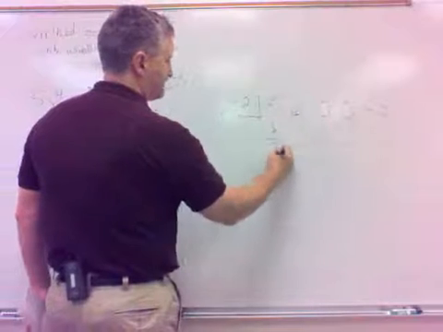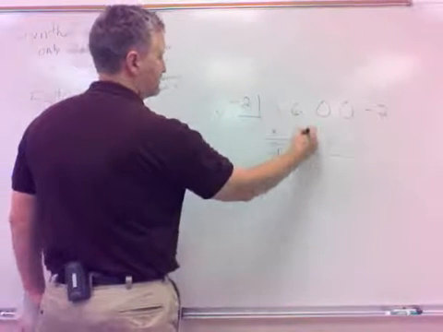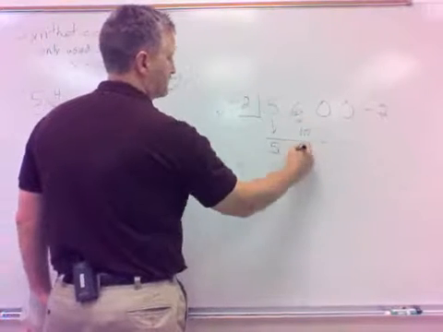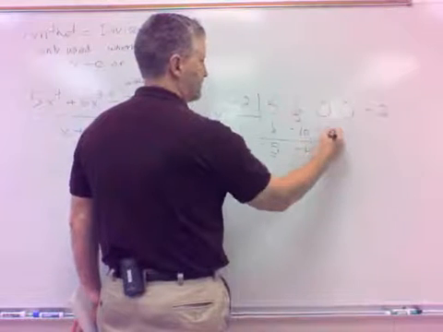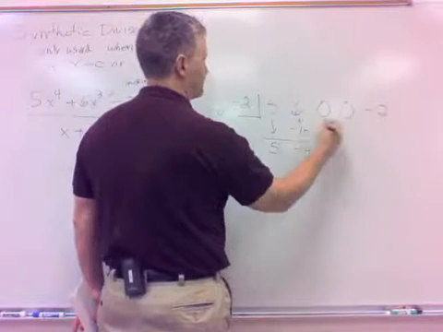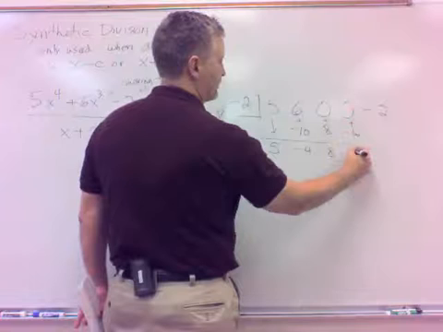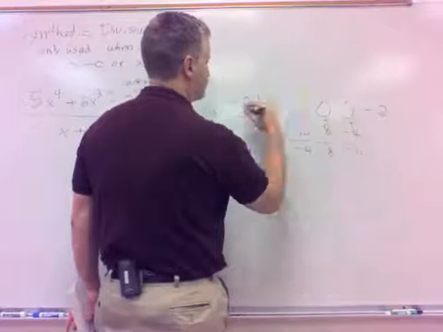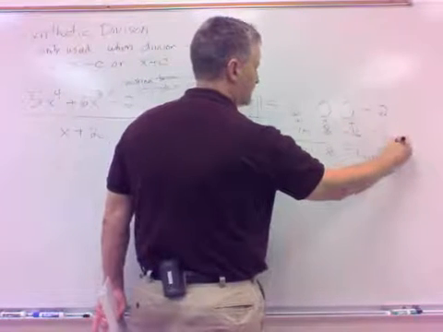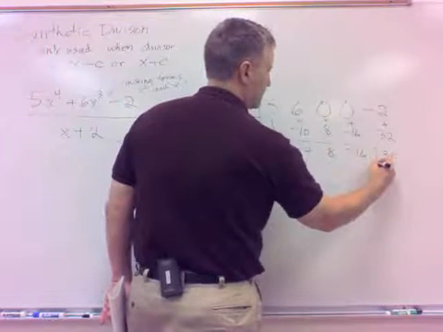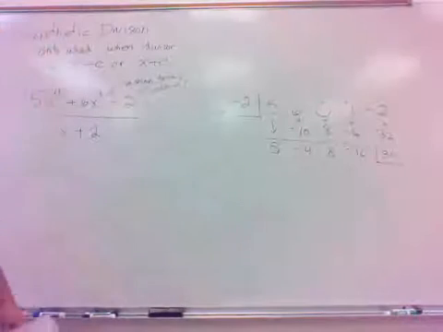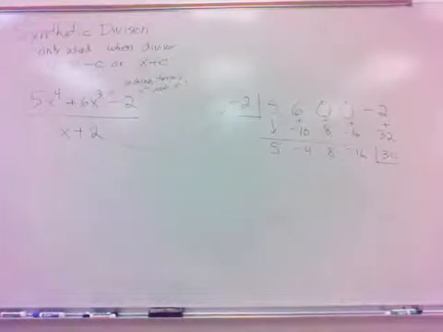Okay? All right, so there we go. Bring down the 5, start it out. 5 times negative 2 is negative 10. 6 plus negative 10 is negative 4. Negative 4 times negative 2 is positive 8. 0 plus 8 is 8. 8 times negative 2 is negative 16. 0 minus 16 is minus 16. Minus 16 times minus 2 is positive 32. Negative 2 plus 32 is 30. So I get 30 as my remainder.